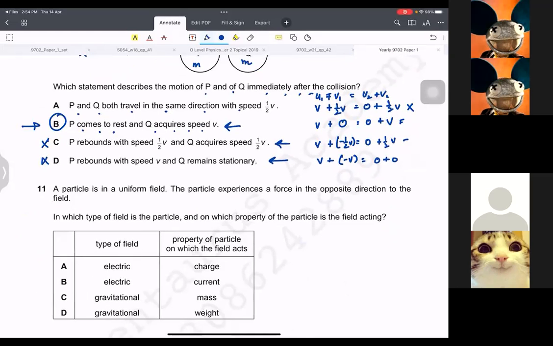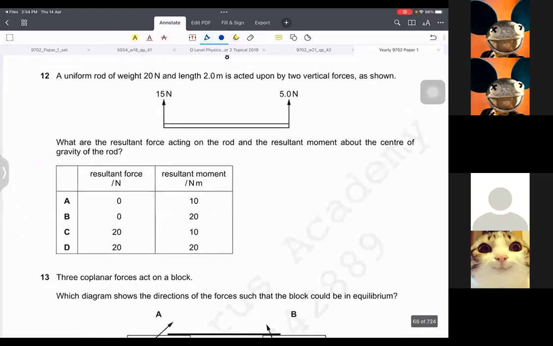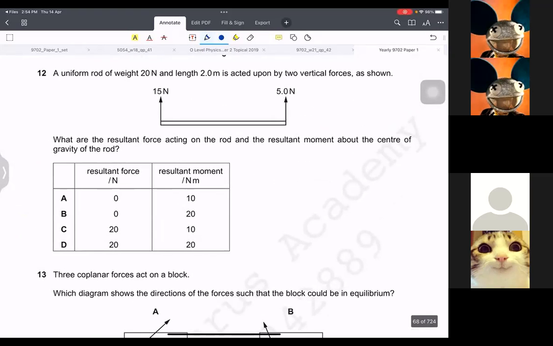Now, a particle in a uniform field. So we're now going to do this. Maybe move forward. What are the resultant force acting on the rod and the resultant moment? Okay.